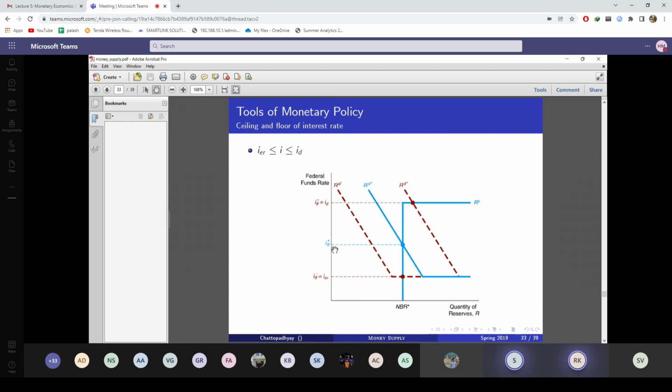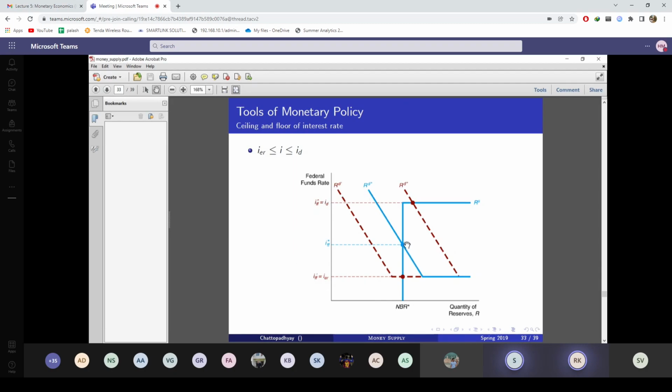Suppose my targeted interest rate is IFF star, and I allow it to vary, let's say, plus minus 2%. So I choose my ID and IER accordingly. Discount rate and interest rate on excess reserves, I choose accordingly as a central bank. I know ID is the ceiling, IER is the floor, and if I choose them accordingly, I can exactly bind the movement of the market interest rate. So this is basically the figure.